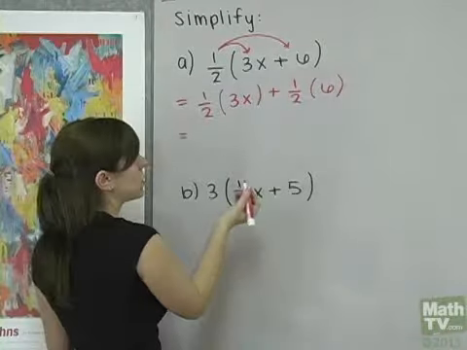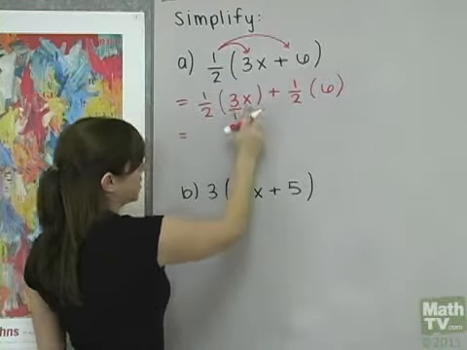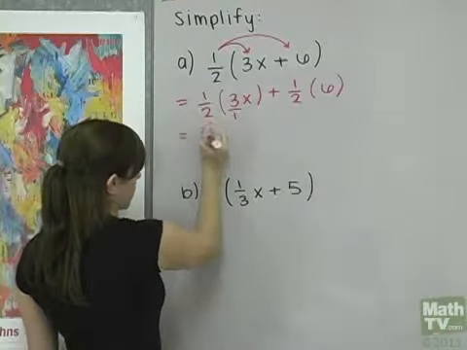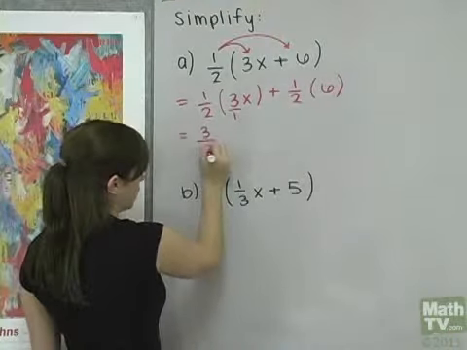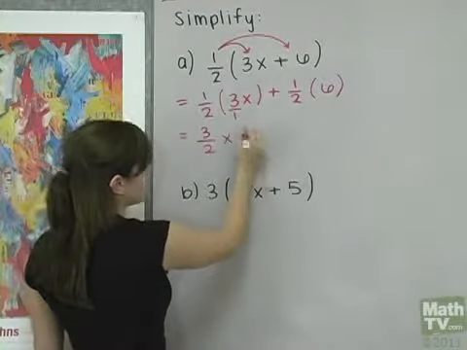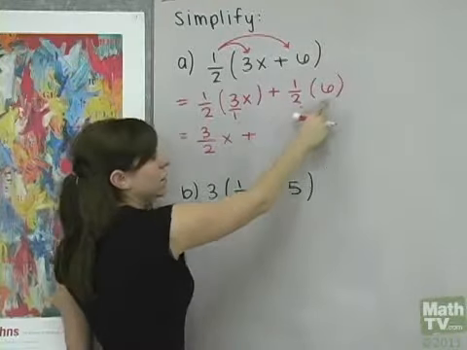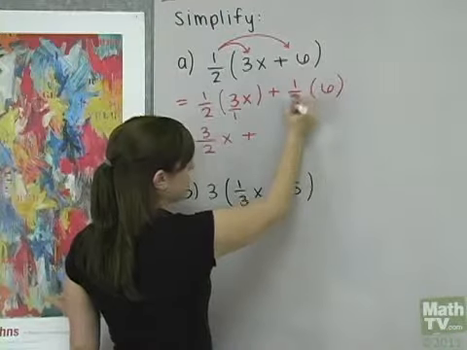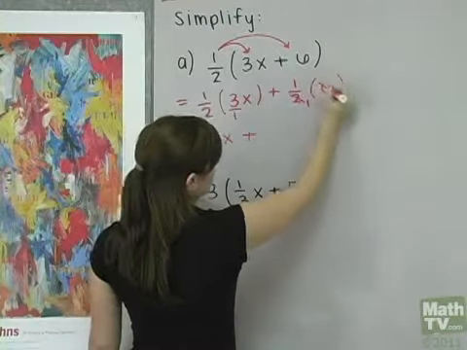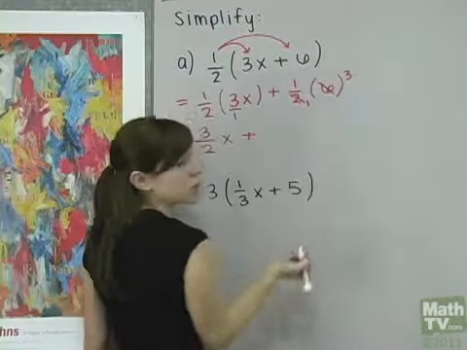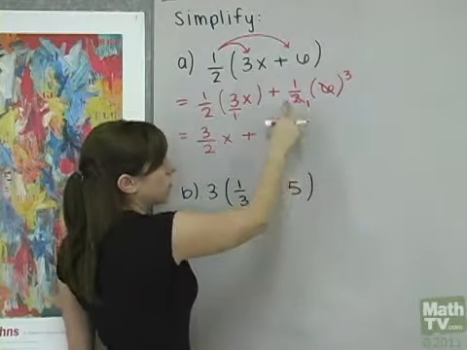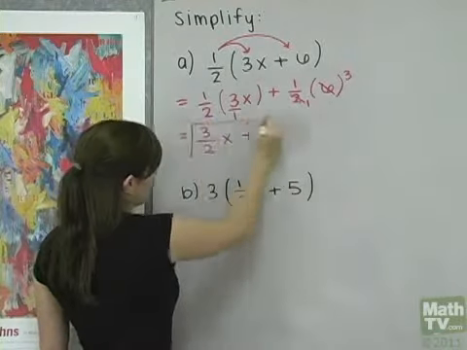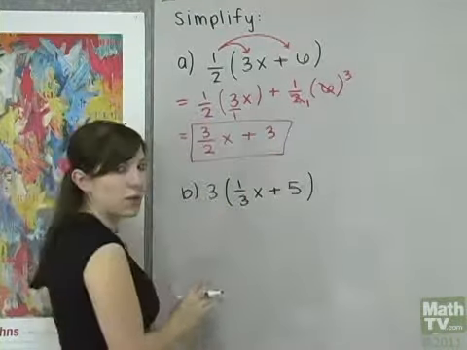Now 3x can be looked at as 3 over 1 times x. So multiplying 1 times 3, we get 3, and 2 times 1, we get 2, all times x, plus 1/2 times 6. 2 and 6 have a common factor of 2. So our 2 becomes a 1, and since 2 goes into 6 3 times, our 6 becomes a 3. So 1 times 3 gives us 3. So our answer is 3/2 x plus 3.